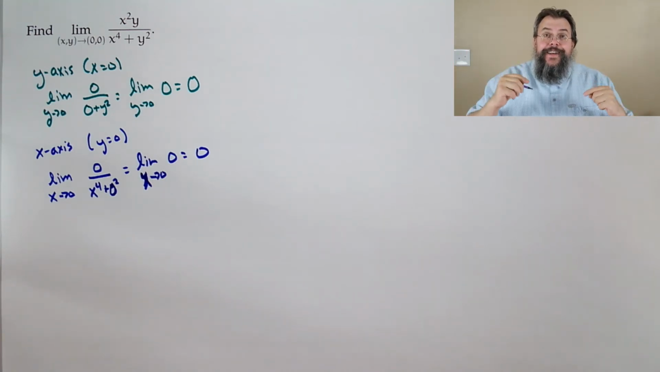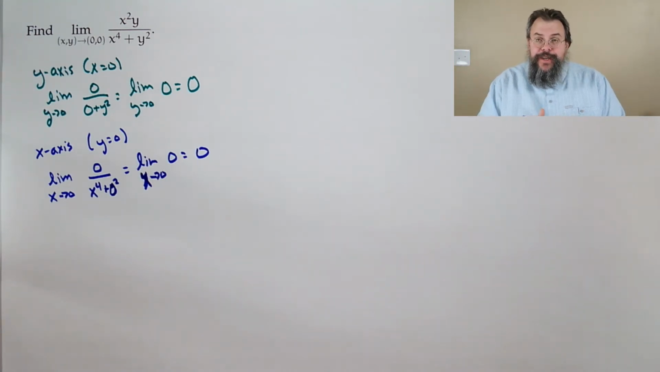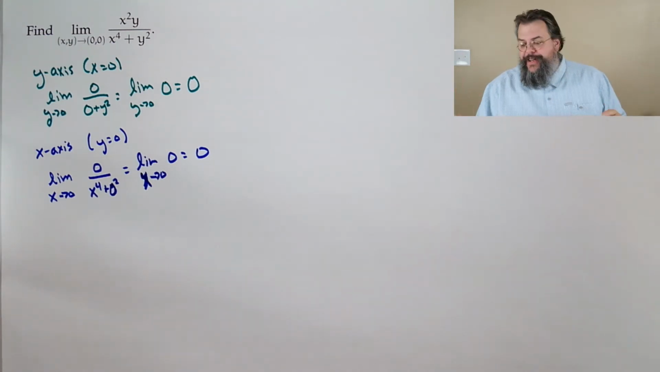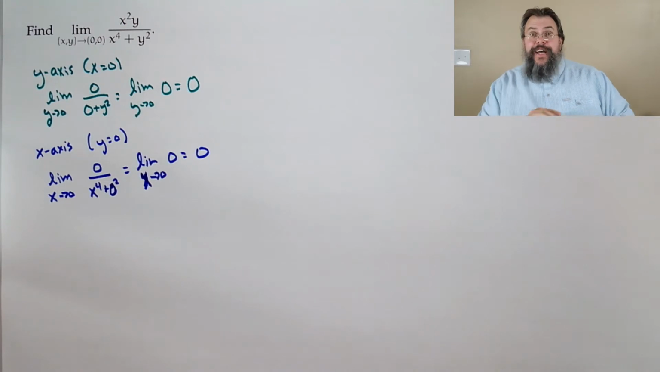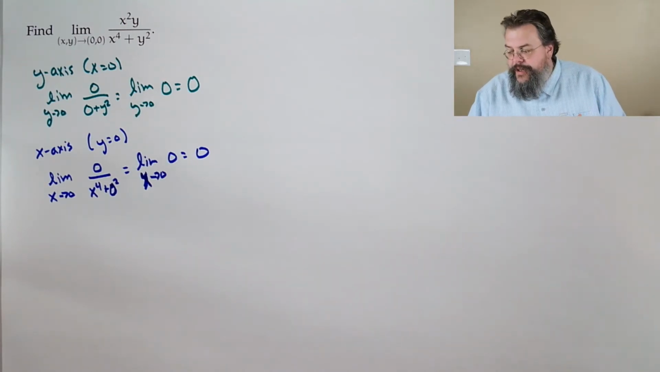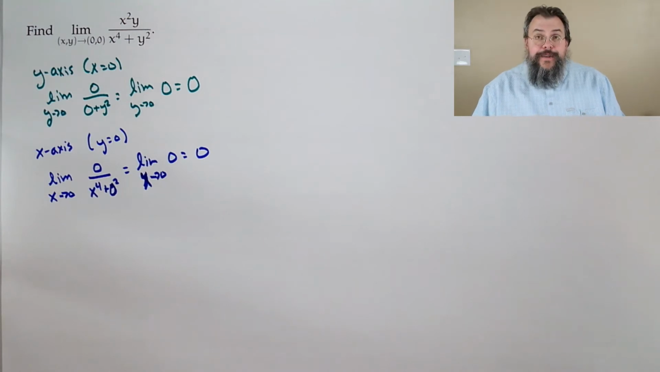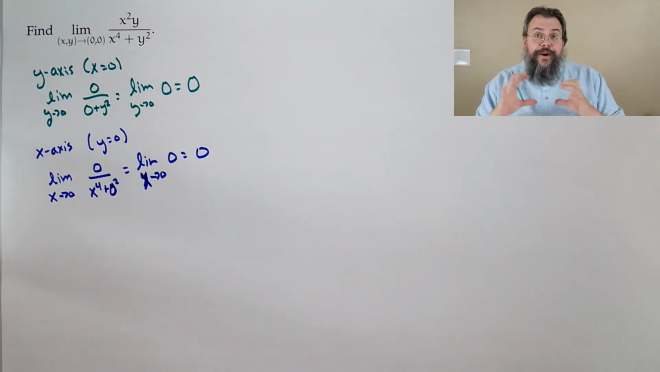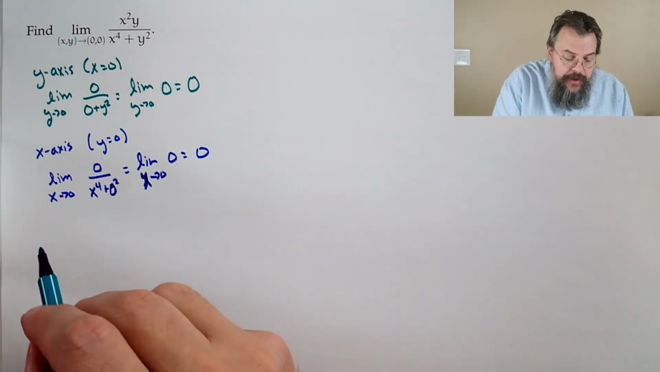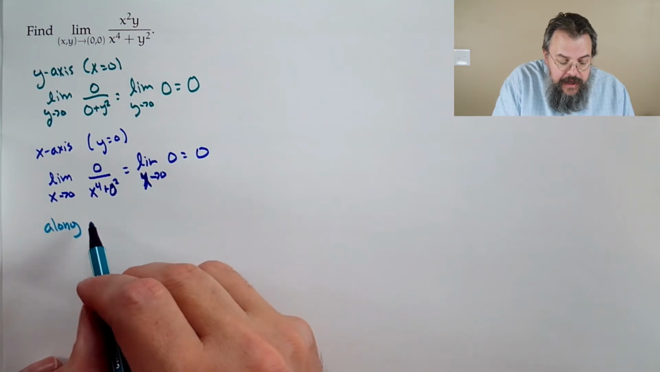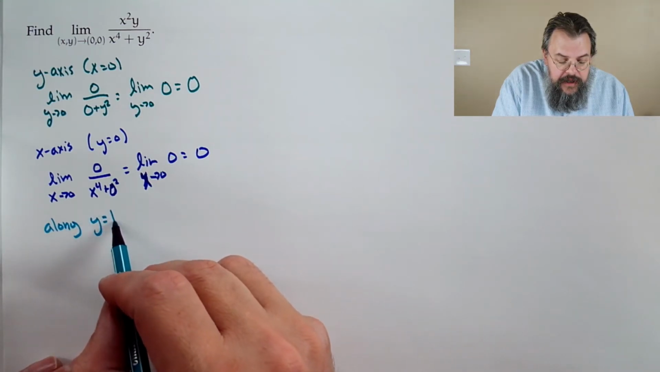What about a line? Now I'm going to save ourselves some work, and I'm just going to do all the lines simultaneously. And you're probably thinking, wow, Steve, that's a lot of lines. Yes, but we want to just cut to the chase because I think something cool might be happening here. So how are we going to do all the lines simultaneously? We're going to do along the line y equals kx.